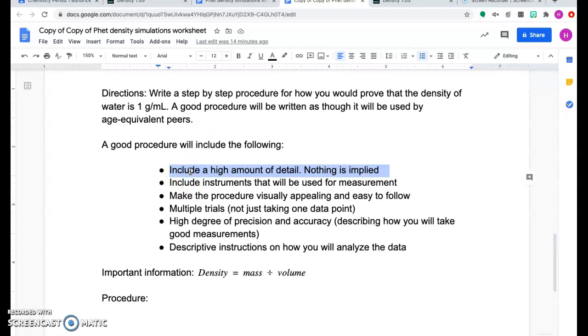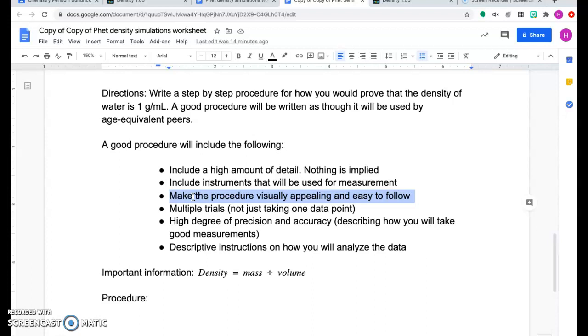It's going to include a lot of detail, so nothing is implied. The more specific you can be, the better. You want to include the instruments that you're going to be using for your measurements. You want to make the procedure visually appealing and easy to follow.